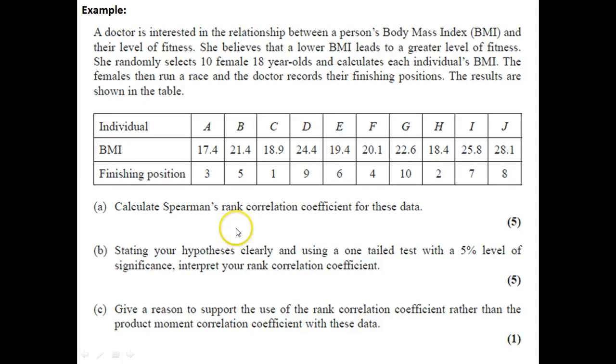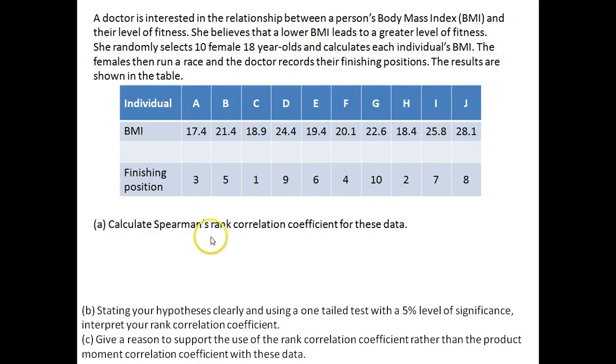Calculate the Spearman's rank correlation coefficient, and stating your hypothesis clearly, do a one-tailed test at the 5% level of significance for the Spearman's rank correlation coefficient, and then give a reason to support the use of the rank correlation as opposed to the product moment correlation coefficient. So first of all, we need to work out Spearman's rank correlation coefficient. Now the finishing position is already ranked, so we need to work out the BMI ranking. So if we pick the smallest BMI, there's the formula we're going to need.